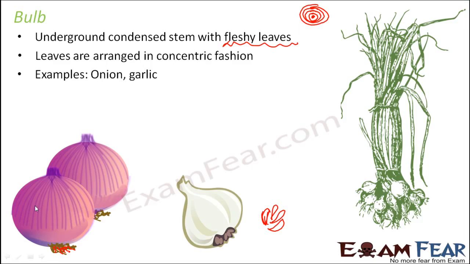Right? So if you look at this onion, these are the adventitious roots at the base of the bulb. These leaves are nothing but the scale leaves. The entire structure of an onion is a bulb, and this basal portion is termed as the basal plate of the onion bulb. Right? So here in onion also, the fleshy leaves help in food storage.